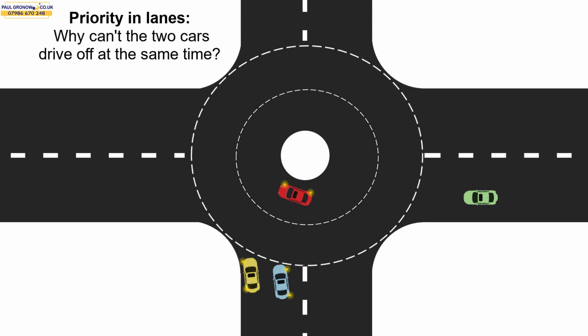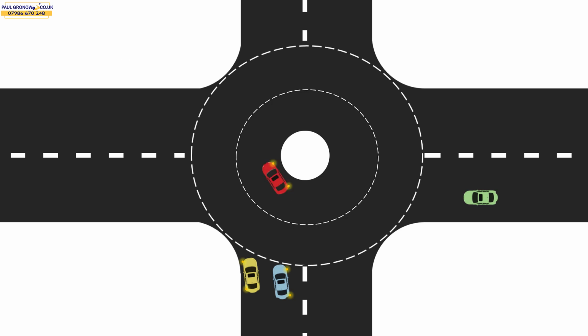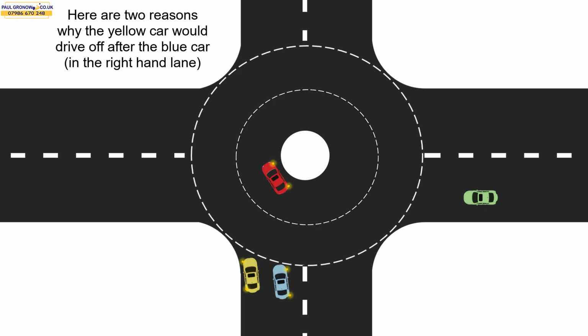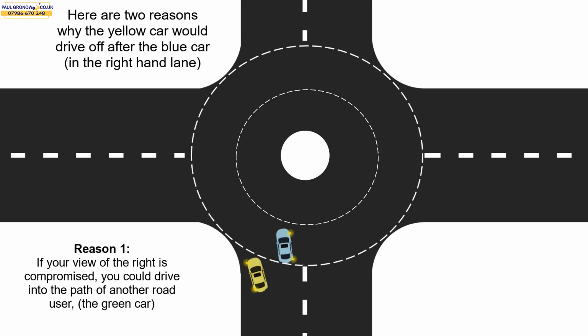Okay, so why can't the 2 cars drive off at the same time? Okay, so you're both waiting, and reason one, if your view of the road is compromised, you could drive into the path of another road user, the green car. So watch this now. You can see the blue car drives off, you decide to go, and the green car is approaching. You cannot see that with the blue car there. Well, of course, that would be a dangerous fault in the test and a fail.